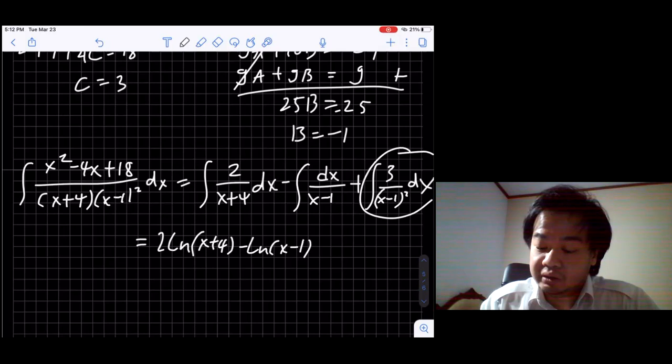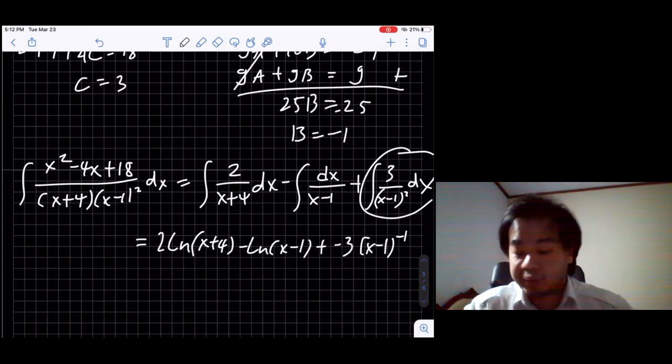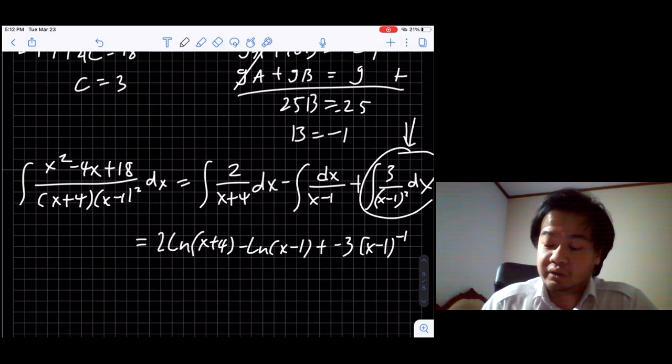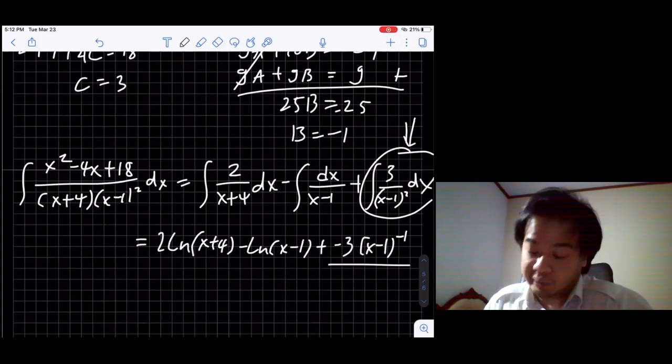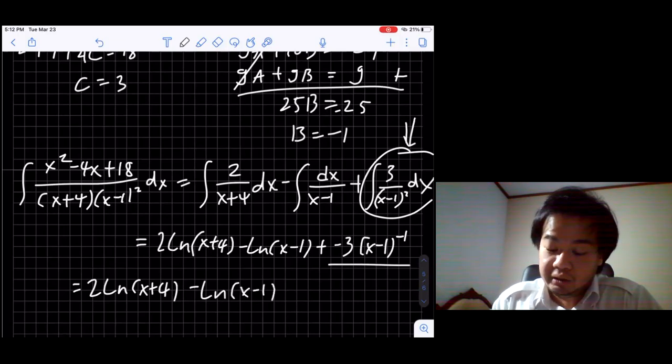And then how to integrate this? This is actually 3(x minus 1) to the power of negative 2. Remember, this is not ln. This is not becoming ln. This is a regular power function. It's easy. It's 3 times (x minus 1) to the power of negative 1, over negative 1. So the result of the integration is this one. Am I right? If you differentiate, yes, it's right. So it's equal to 2 ln|x plus 4| minus ln|x minus 1| minus 3 over x minus 1 plus C.